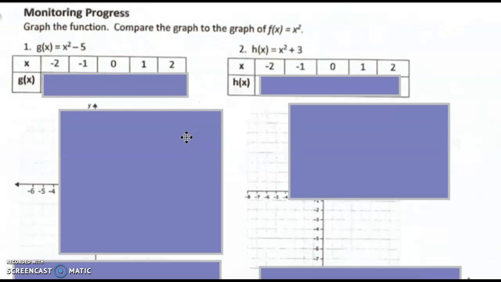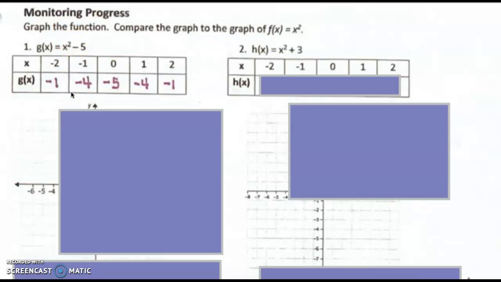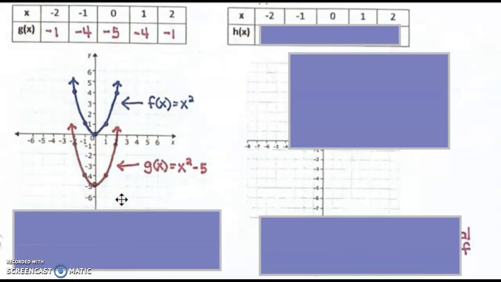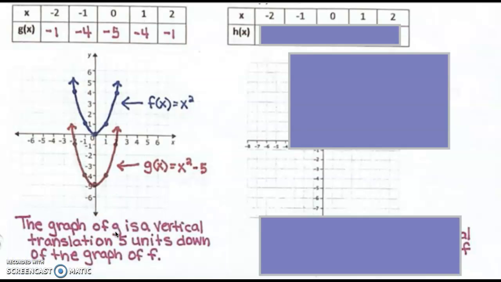It says to graph the function, compare the graph to the graph of f of x equals x squared. So for part 1, I'm not going to make you rewrite the table for x squared unless you just want to, you can. But you should know those ordered pairs. So now we're moving it 5 units down. So these are the new ordered pairs for that graph. If we plot those, these are what the functions look like. Here's our parent function like always. And then moving it 5 units down makes it look like this.